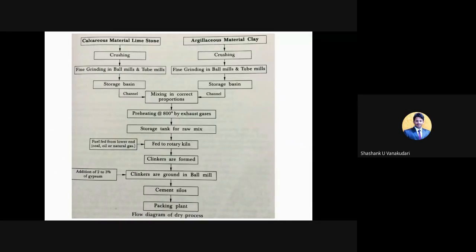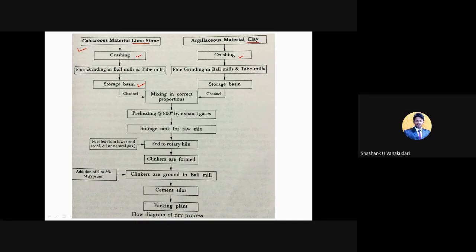So here you can see how exactly they have given the things. Here also they have considered calcareous material like limestone and argillaceous material like clay, same as in the wet process. The limestone is washed and crushed, and then fine grinding is done in ball mills and tube mills, so whatever hard particles are there in the limestone get removed, and only the required quantities are stored in the storage basin.